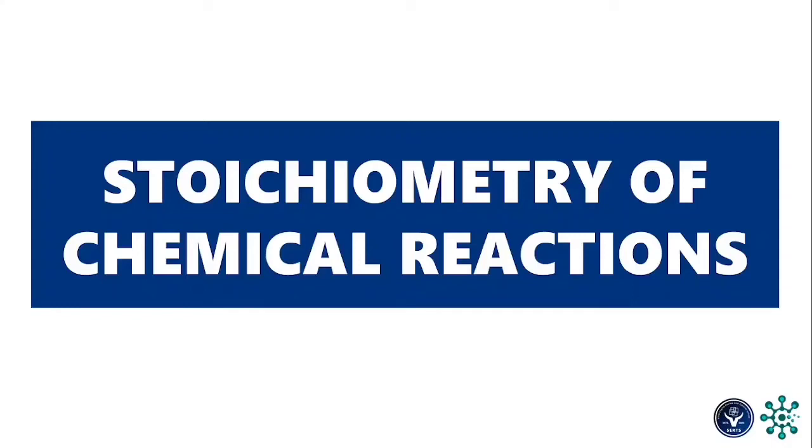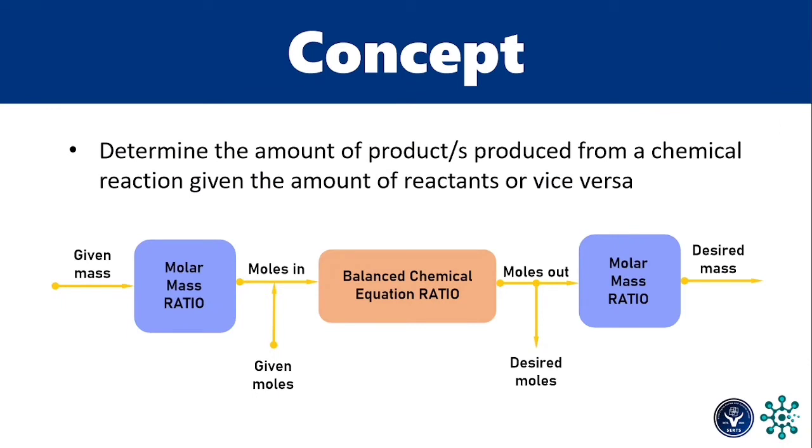We are down to the stoichiometry of chemical reactions. Again, stoichiometry is the quantitative study of the relationship between substances undergoing chemical or physical change. Therefore, we can use stoichiometry as a tool to determine the amount of product or products produced from a chemical reaction given the amount of reactants, or vice versa.